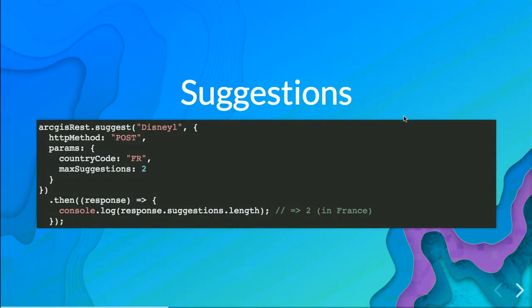Here's another example for suggestions. If you don't just have a raw string, you need to pass some more parameters and get a little finer grained control. We pass the string in the first argument position, and then this object has a whole lot going on in it. If we want to make a post request instead of a get request, we can pass that.